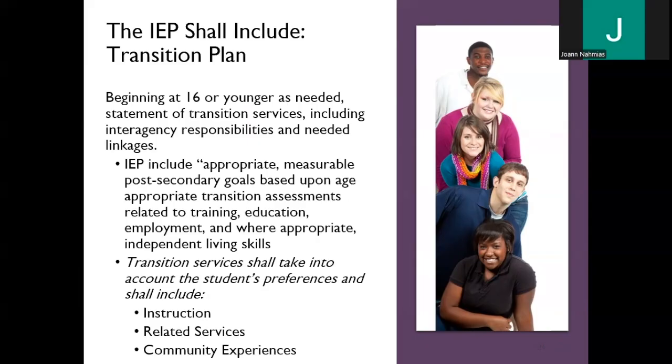The IEP must identify any outside agencies beyond the school that will play a role in the student's transition. This could be vocational rehabilitation agencies, developmental disability services, employment or job training programs. This ensures that everyone involved is coordinated and that the services continue smoothly after graduation. The IEP must include appropriate, measurable post-secondary goals that are based on age-appropriate transition assessments, related to training or education, employment, independent living skills if appropriate.